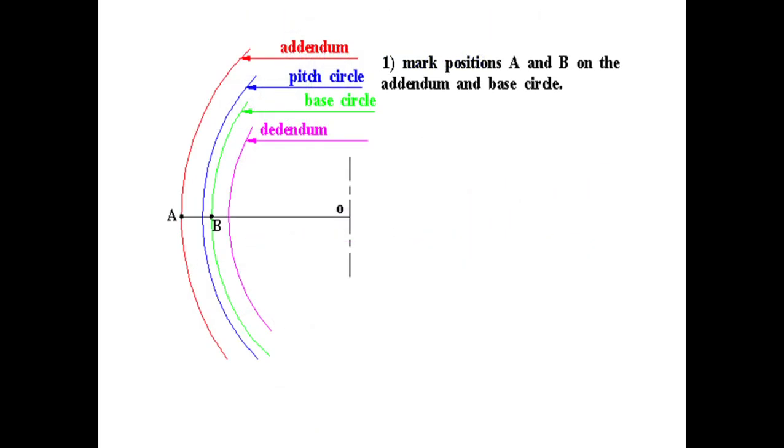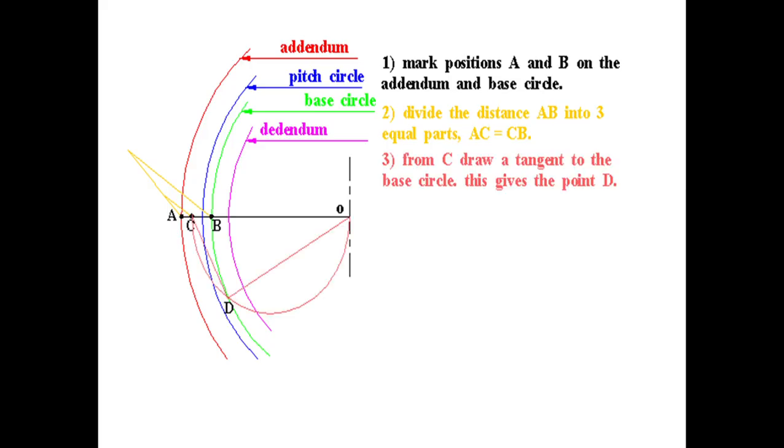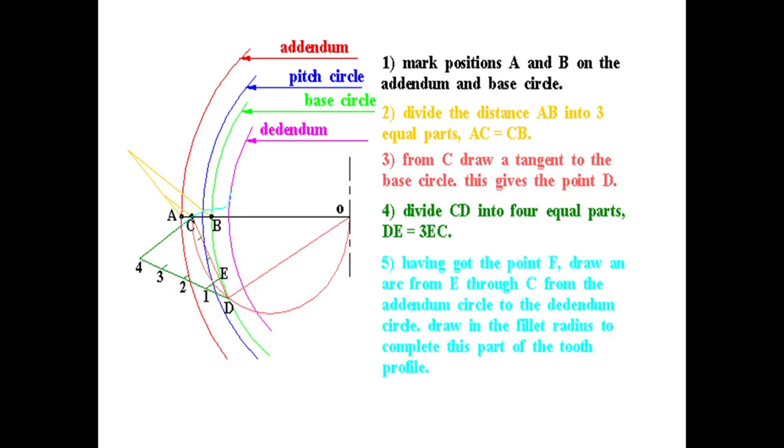Now see, we have the addendum and the addendum circle, we have the dedendum and the dedendum circle, then we have the pitch circle. Now mark positions A and B on the addendum and base circle. We have now marked them. Now divide the distance AB into 3 equal parts. Okay, AC is equal to CB.